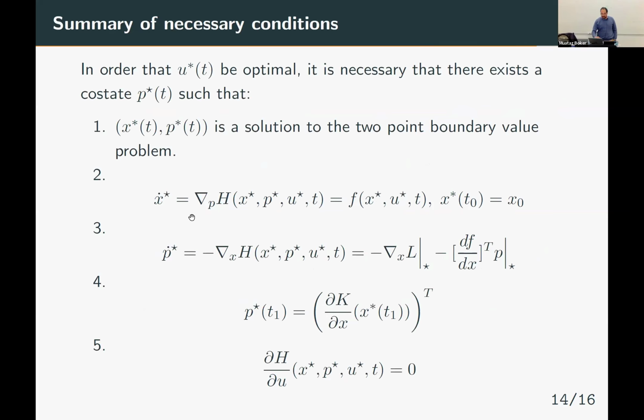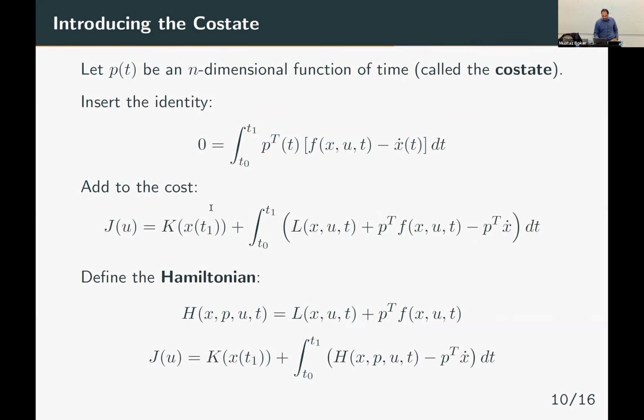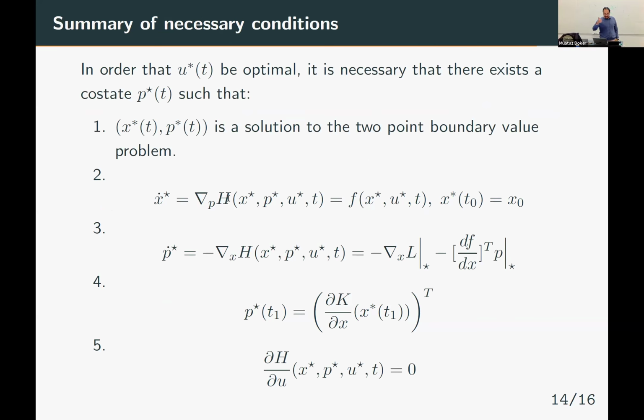All right, so first, X star dot satisfies, of course, f of X star, U star, T, but it is also the gradient of the Hamiltonian with respect to P. Because if you go back to the Hamiltonian and differentiate H with respect to P, you end up with f, and that's X dot. So if you differentiate with respect to P star, you end up with X star dot. That's that.